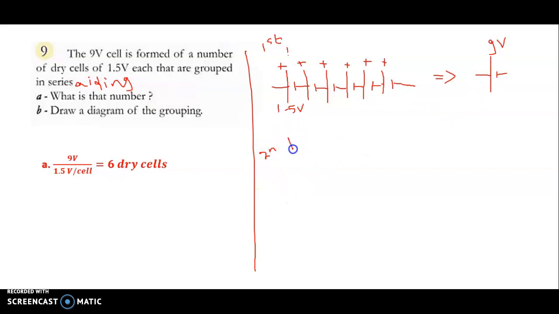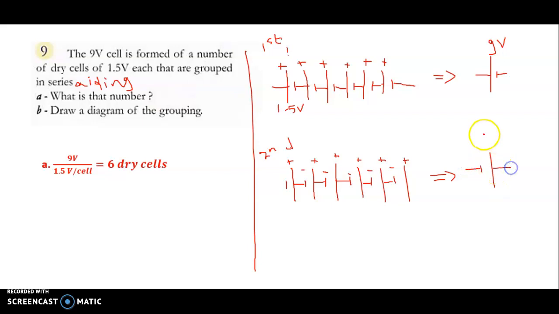Or some may start by representing the negative, changing the orientation. So we can say negative, positive, negative, positive, negative, positive, 3 times, and then negative, positive, negative, positive, negative, positive. In series aiding, the positive terminal must be connected to the negative terminal of the other dry cell. So again, this is equivalent to a 9 volt dry cell. We write it as such; this is the symbol for equivalent.